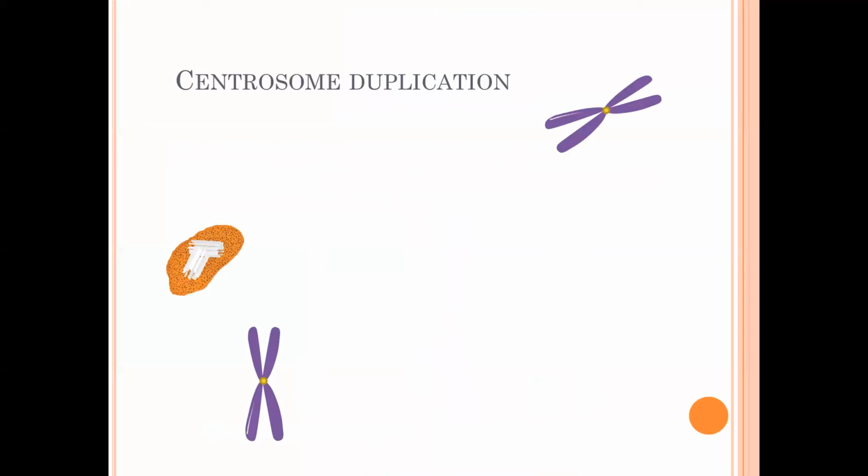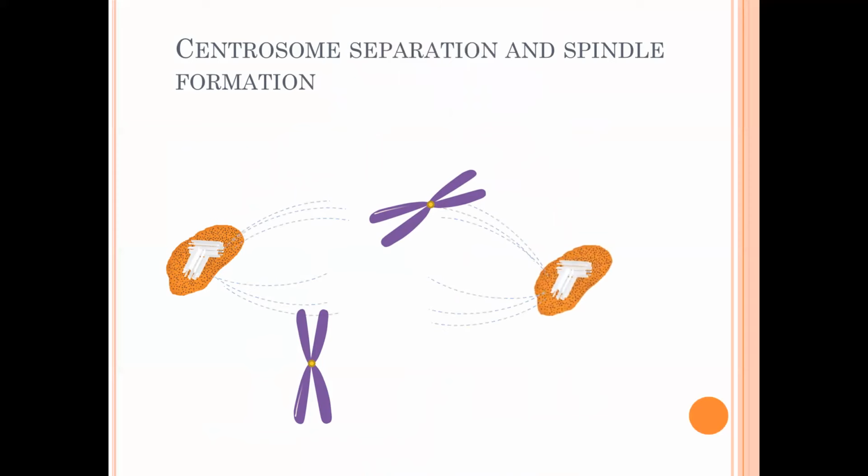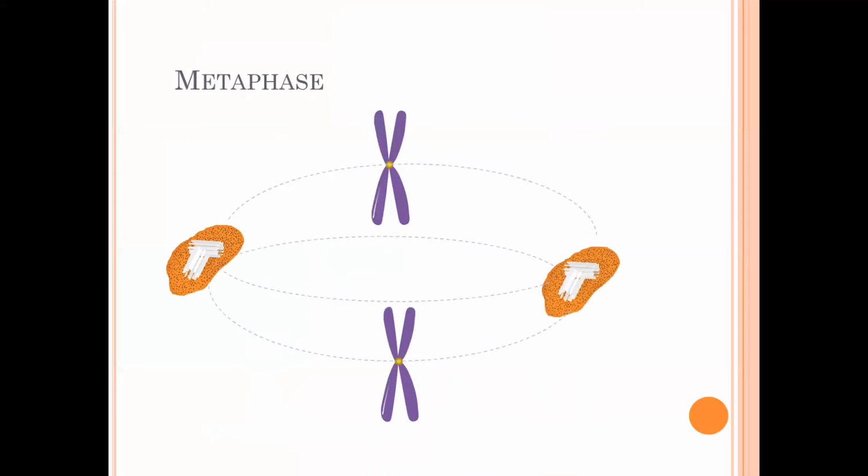So in cell division, the relationship between these different structures is that during interphase, we're going to have the centrosome replicating or duplicating. Then when you get to prophase, we're going to have the centrosomes separating, and as they separate, they form spindle fibers. These spindle fibers get attached to the chromosomes at the centromeres. And in metaphase, we're going to have them arranged at the equator.